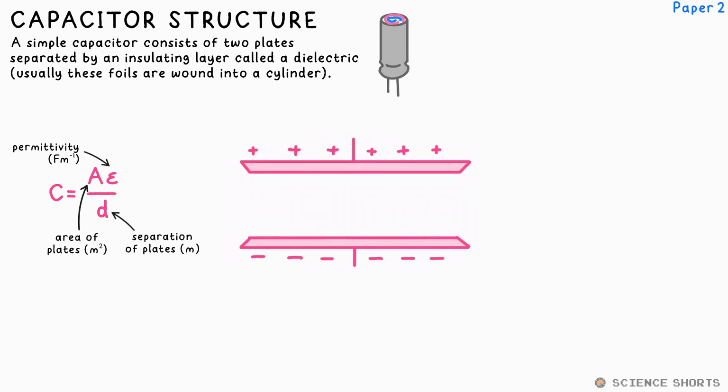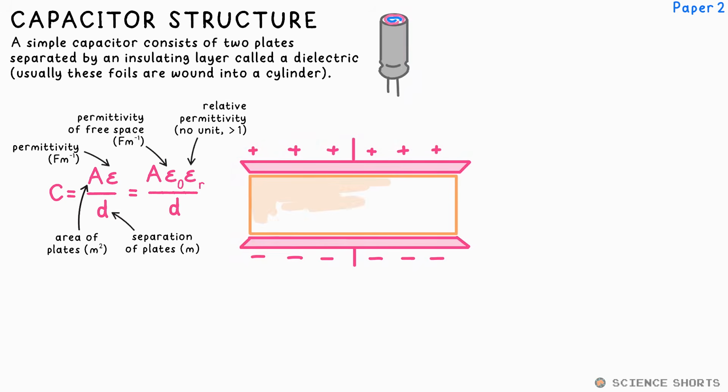Capacitance is proportional to the area of these plates and inversely proportional to their separation. The constant that makes this an equation is permittivity, epsilon. This in essence is a measure of how easy it is for an electric field to be produced in the space between. If there's air or a vacuum between this, it's the permittivity of free space, epsilon 0. You're given the value in your formula sheet.